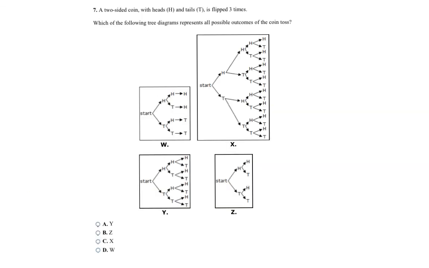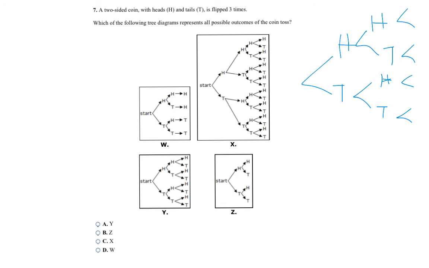In this problem here, they give us a scenario and want us to match it to the correct tree diagram. So the scenario is a two-sided coin with heads and tails is flipped 3 times. Which of the following tree diagrams represents all the possible outcomes of the coin toss? So that means that when I'm working on my tree diagram, I'm going to have heads and tails flipped, and then I'm going to have heads and tails flipped again for each of those outcomes. And then for each of these outcomes, I'm going to have heads and tails flipped again.